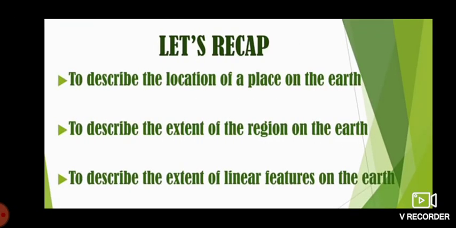So in this way we have made use of the graticule to locate the place, locate a region, or to describe the extent of a region or the linear features. Okay, so did you understand how to make use of graticule? Isn't it very useful for us? Yes. So let's recap what we have learned. We have learned to describe the location of a place on the earth, to describe the extent of the region on the earth, to describe the extent of linear features on the earth.